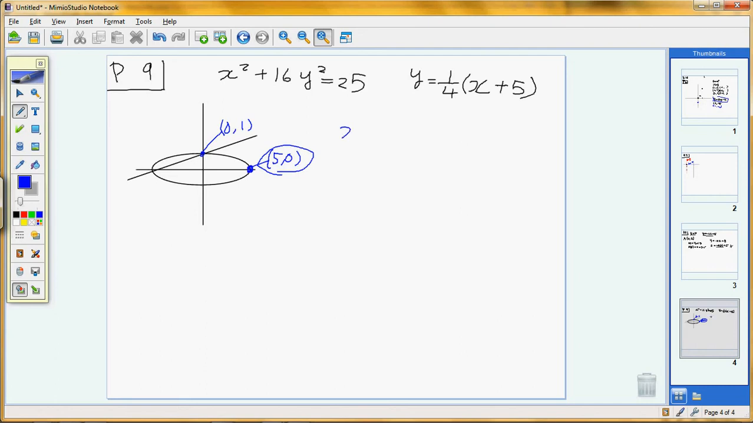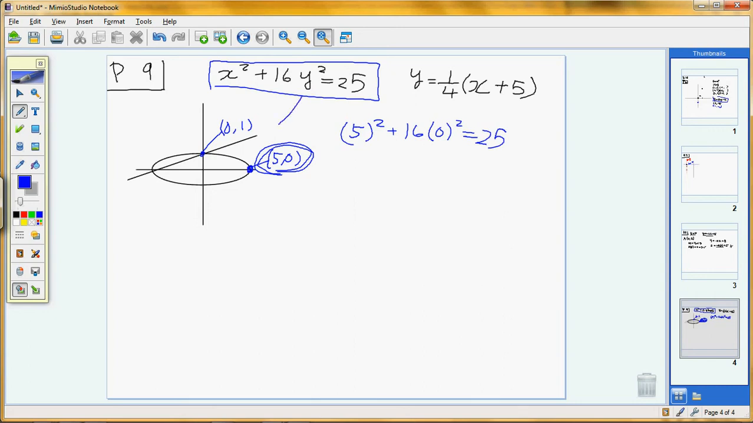So we have x squared, where x is 5, so we have 5 squared plus 16 times y squared, which is 0 squared. Is that 25? Yes, it is. So that means this point passed the test of x squared plus 16y squared equals 25. Therefore, this equation matches with this graph. So that's part A.